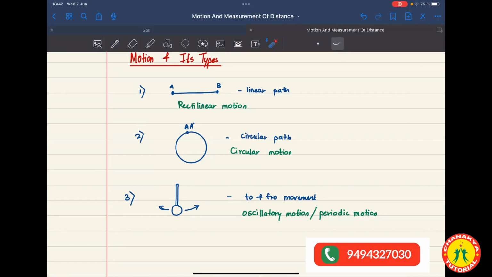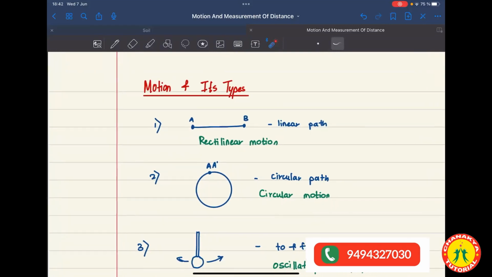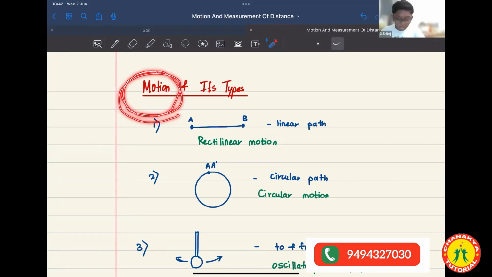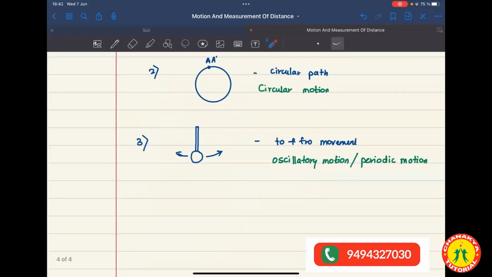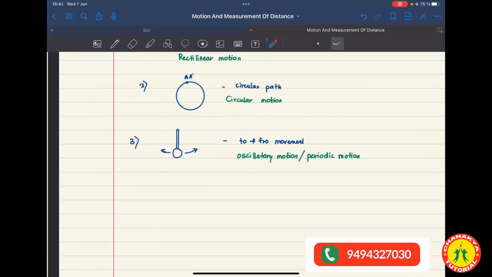Now, let's talk about another portion of motion. Sritej, can you repeat the definition of motion? Yes, ma'am. Motion is when it changes its position with respect to time. So when an object changes its position with respect to time. We saw one part of the definition, which is motion and its types. Now we're going to talk about time, because it is moving with respect to time.